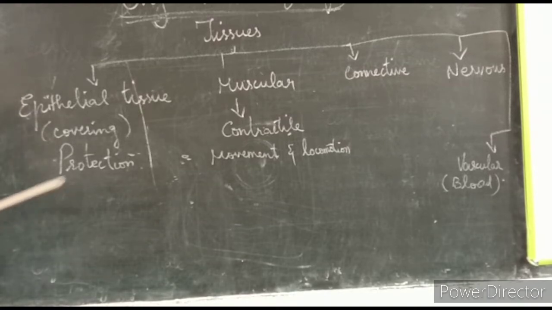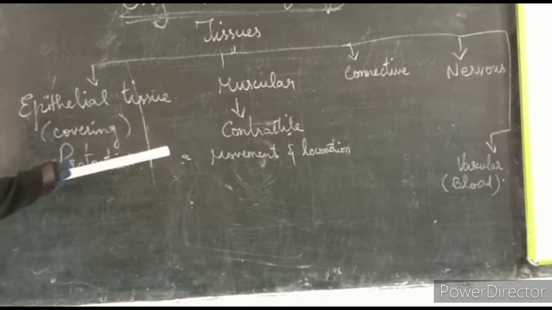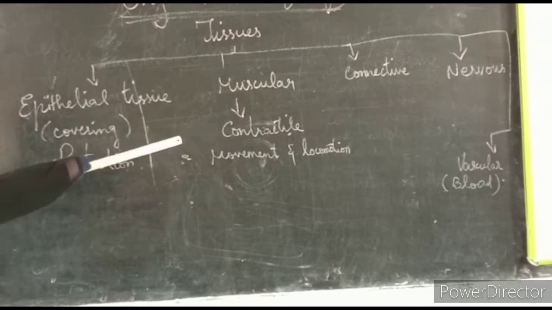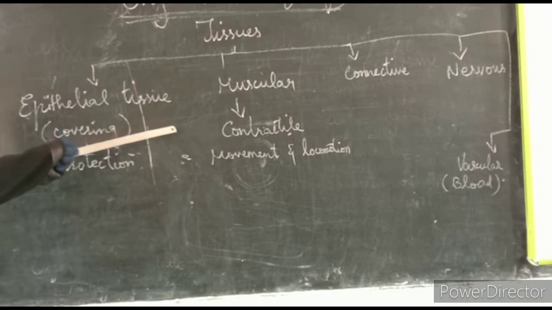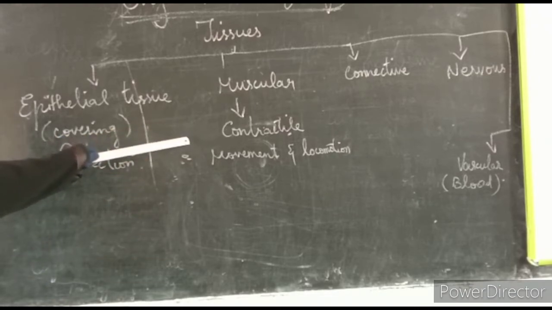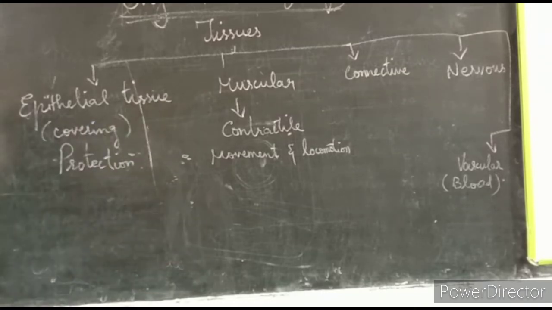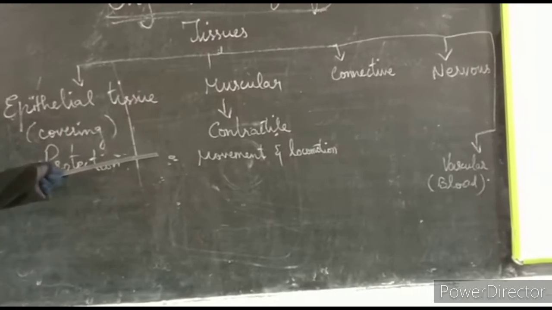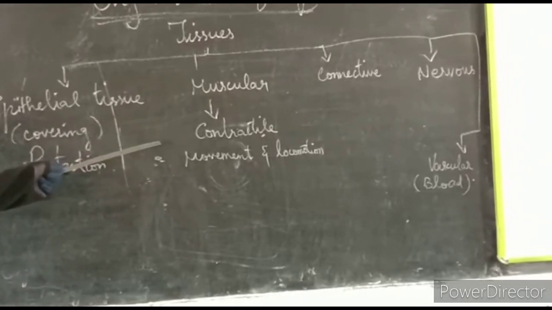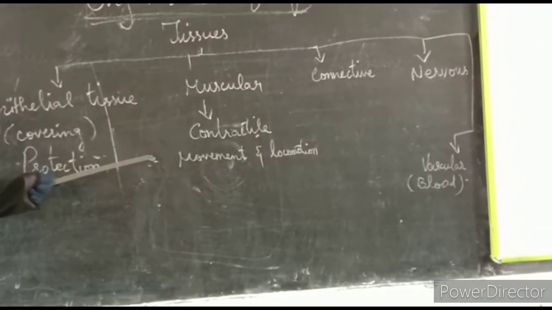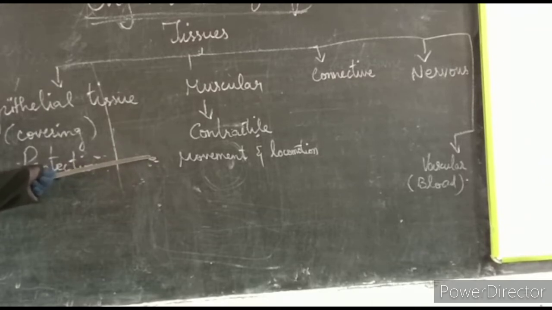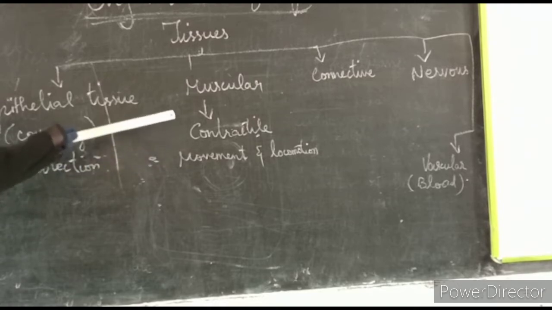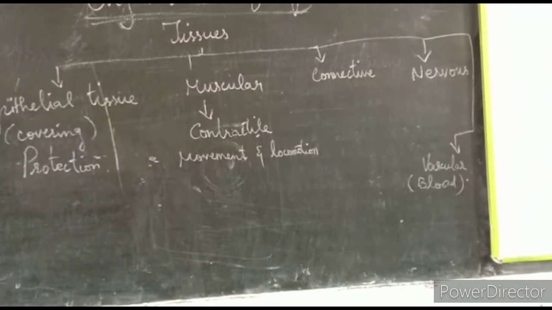And then muscular tissues. They are contractile and help in movement and locomotion. The muscles are formed with the help of these muscular tissues. Do you know that we have biceps and triceps in our arm? Biceps muscles, and these muscles are produced with the help of these muscular contractile tissues.